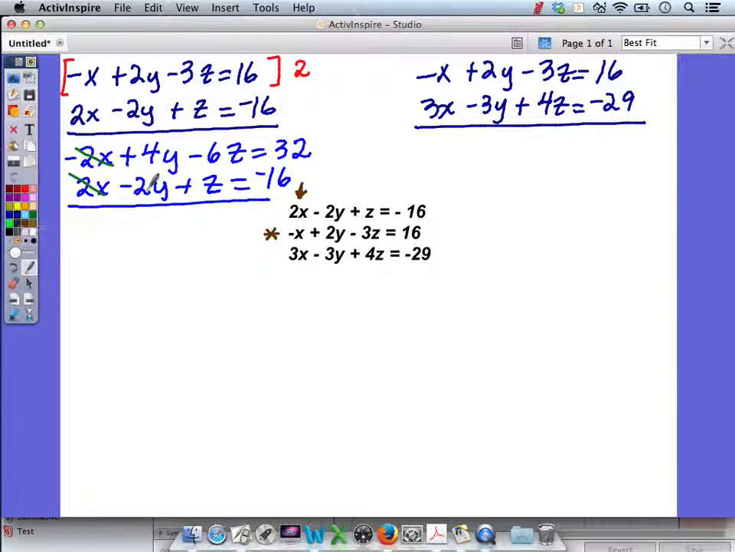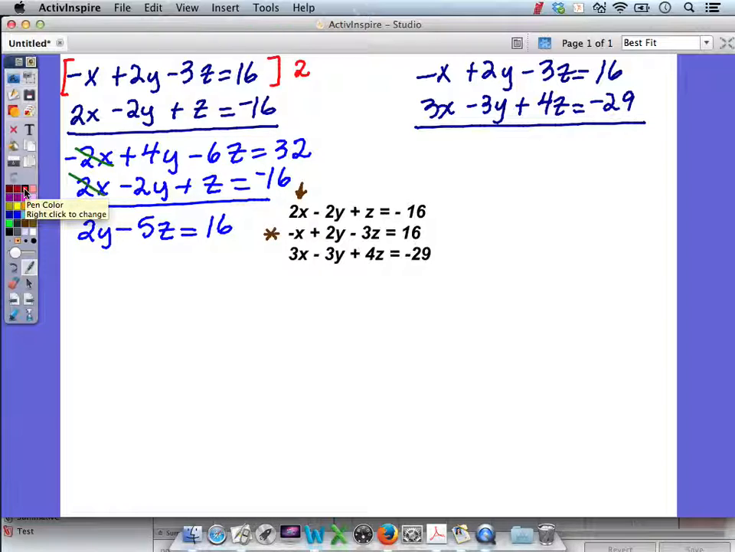So I have 4 minus 2, and that's 2y. -6 and +1 is a -5z. 32 minus 16 is 16. So now I'm down to two variables, just y and z.